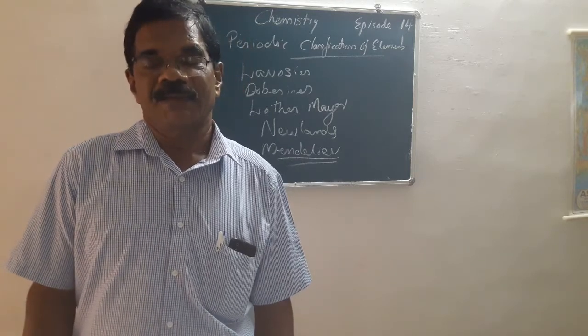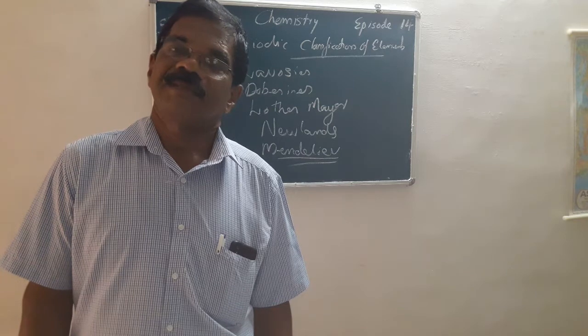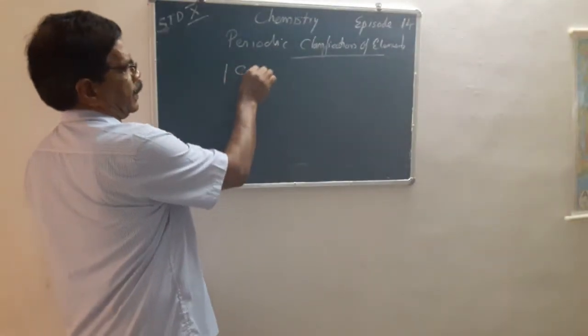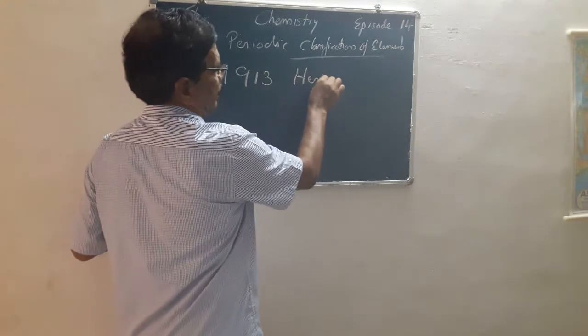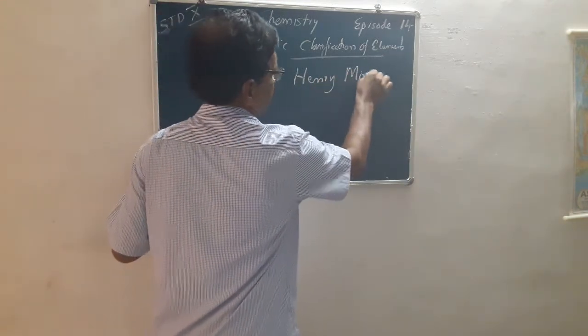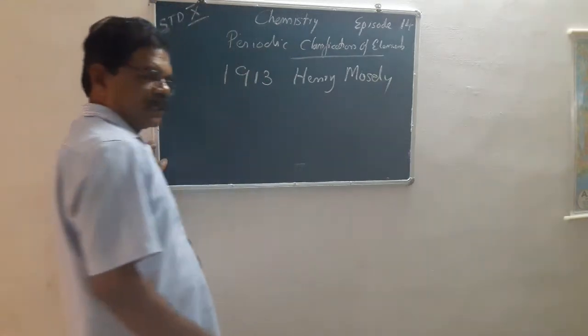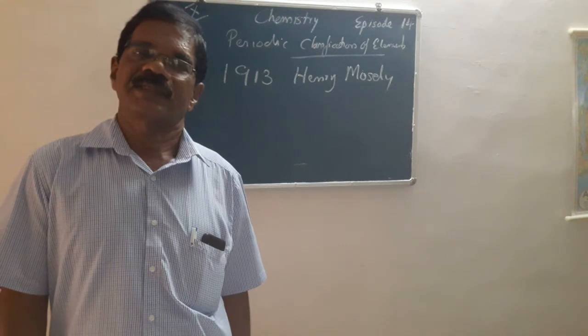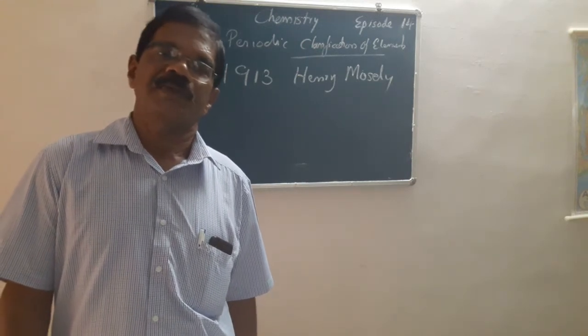The modern periodic table depends upon the atomic number. In 1913, the scientist named Henry Moseley found that atomic number, not atomic mass, was the main factor of an element.